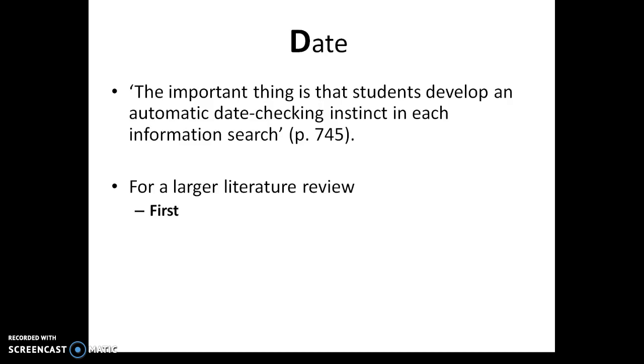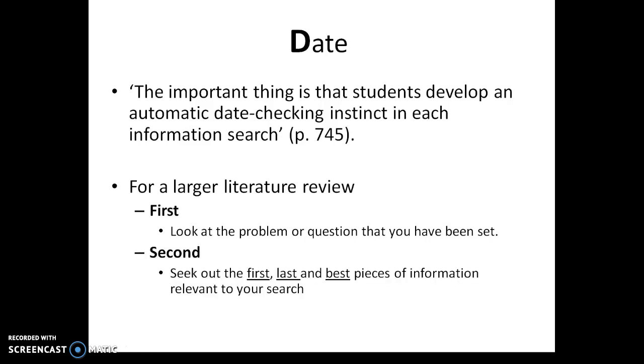But just say you've got to do a larger literature review. The first thing that I do is look at the problem or the question that you've been set. And then, when I've done an information search on it, I search out the first, last, and best pieces of information that are relevant to that particular search. So look at the results that you come up with by using an academic search database. I suppose the first is, where did the theory originate? What were the original thinkers on this theory? What were they interested in? The last is, I suppose, the most cited research that has been published in the last 5 years or so. Have there been any amendments to it? What are the critiques of the theory? And the best, of course, are the ones that are most cited.